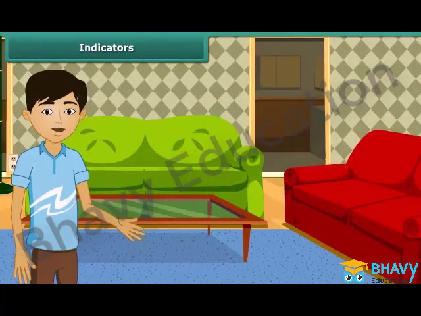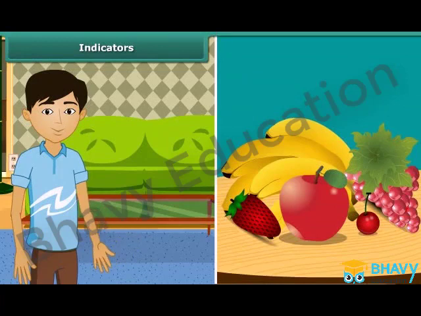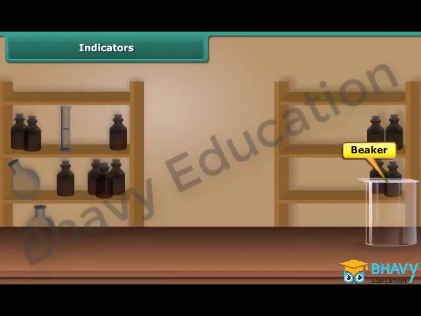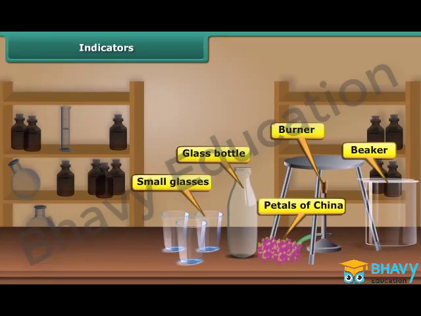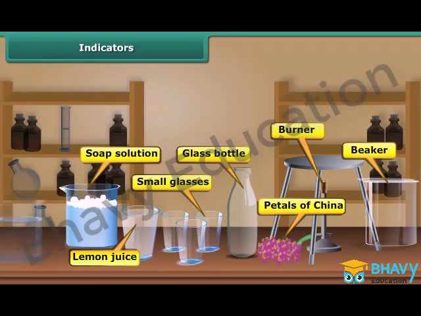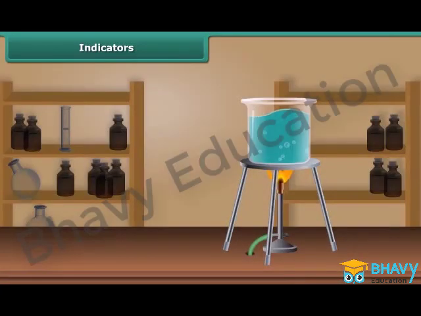Students, how can you find that a fruit is acidic or basic? You can easily test the acidic or basic nature of a substance by making a simple indicator solution at home. You will need a beaker, gas stove, petals of China rose, a clean glass bottle, 3 small glasses, lemon juice, soap solution, and distilled water. Pour some distilled water in a beaker and heat it on the gas stove.